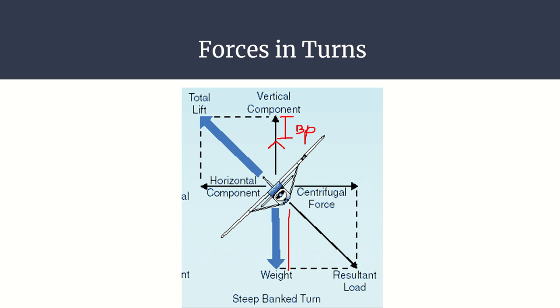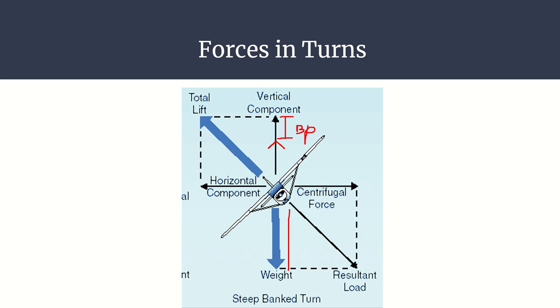Remember, we're splitting up this total lift into two parts. Whatever our bank angle is controls the horizontal component of lift, and the fact that we added enough back pressure to not descend keeps our vertical component of lift straight and strong. Then we create this much total lift, and that's opposed by all these other forces we've talked about. So actually this diagram is a good transition to a discussion on resultant load and load factor.